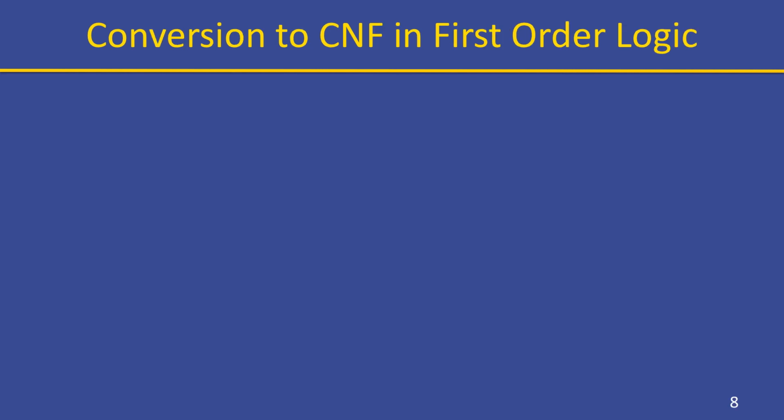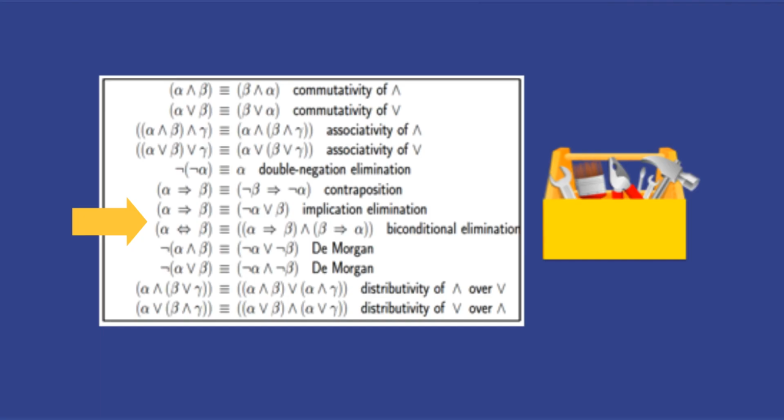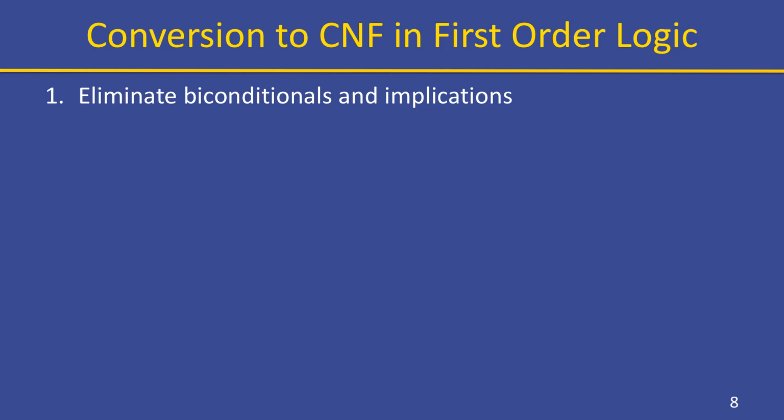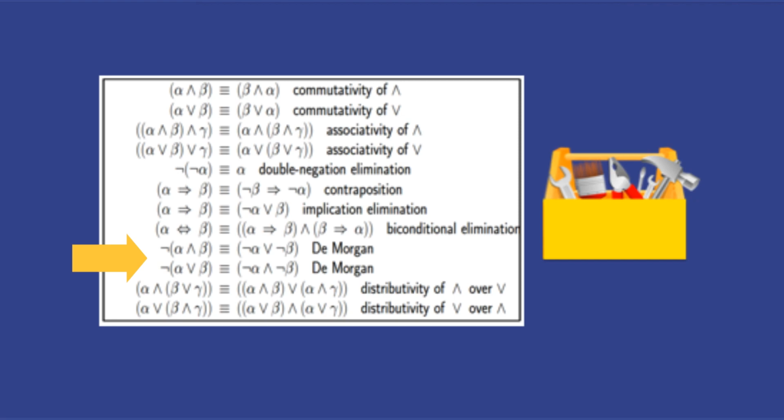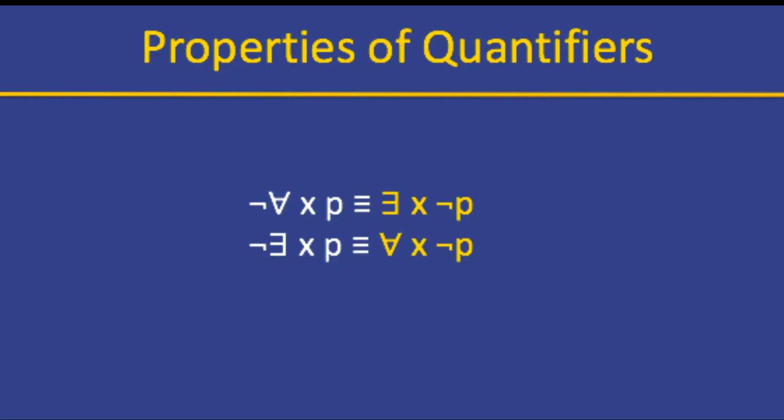So there are 6 steps that we need to perform to convert a knowledge base to conjunctive normal form, and we have to perform them in order. The first step is to eliminate biconditionals and implications, and we do that using the implication elimination rule from our toolbox. Step 2, we move not inwards, and we can do that by using De Morgan's law from our toolbox, but we can also do that by using the properties of the quantifiers that we just saw.